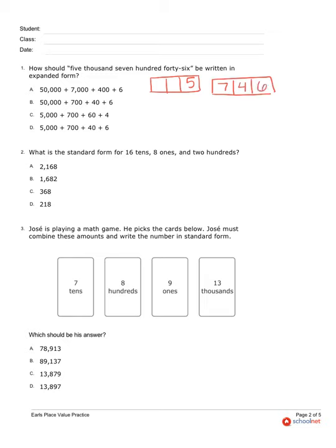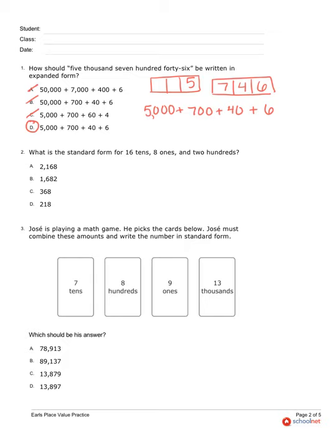So I know the value of 5,000s is 5,000, so I can eliminate A and B. I know the value of 700s is 700. I know the value of 4 tens is 40, so I can eliminate answer C. And I know the value of 6 ones is 6. So the answer should have been D.